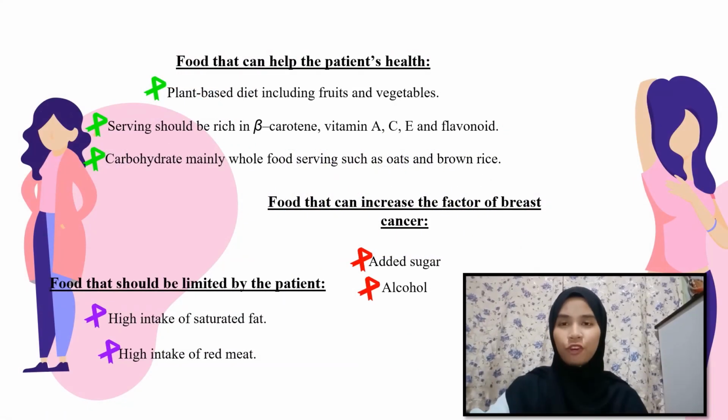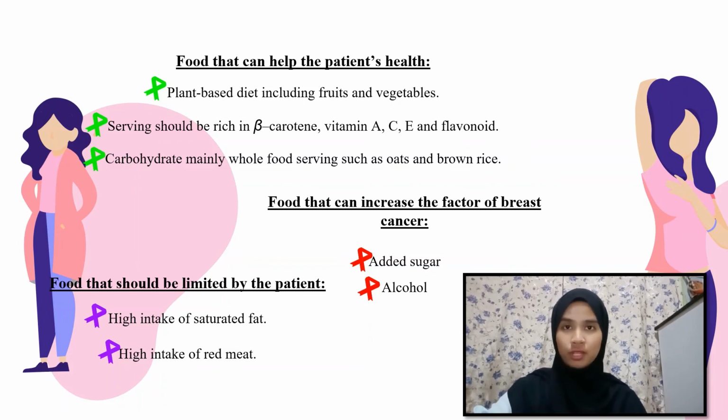For diet and nutritional requirements, foods that can help the patient's health include fruits, vegetables, and servings rich in antioxidants. Limit the intake of fat and red meat, because if it is too much, it will worsen the health of the patient. Adding sugar and alcohol will increase the risk of getting breast cancer because it will raise the estrogen and progesterone levels in the body.